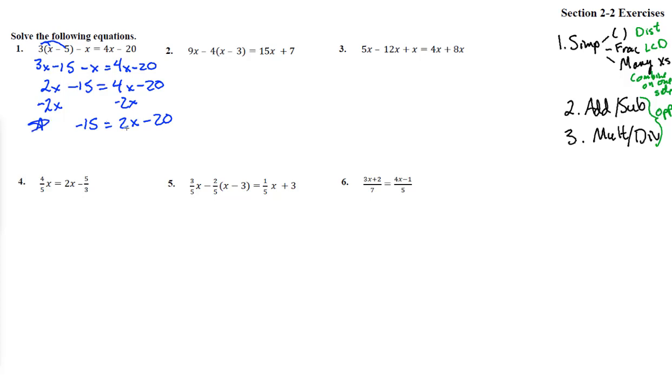Notice we have now simplified it. We're now down to step 2 and 3, which is add 20 to both sides. So 2x equals a positive 5. Divide by 2. X equals 5 halves. There we go.